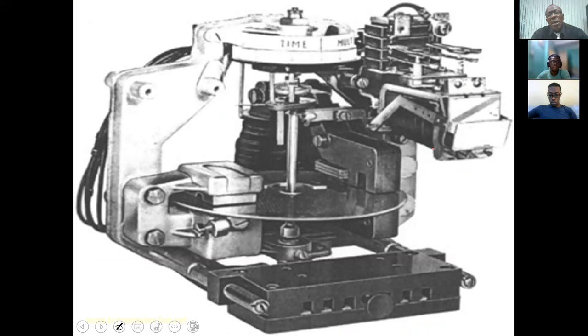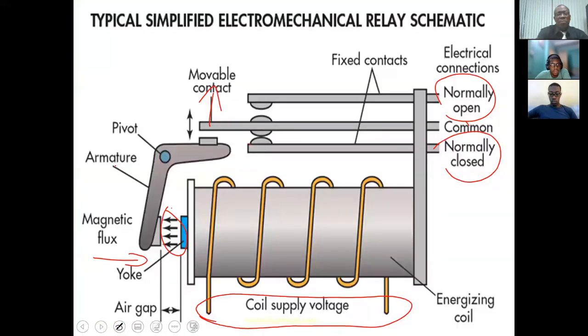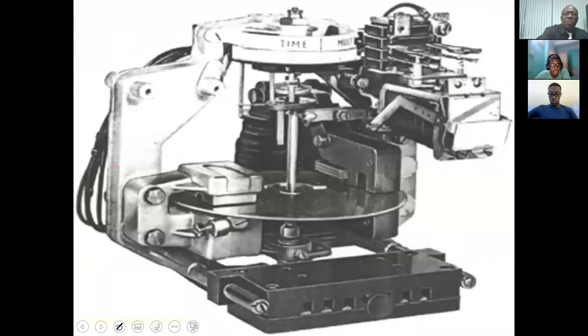Here we have electromechanical, which shows a rotating disc. This was with your attracted armature. The next one would be your disc, and the technology is similar to the watt hour meter, the old watt hour meter that we may be familiar with.